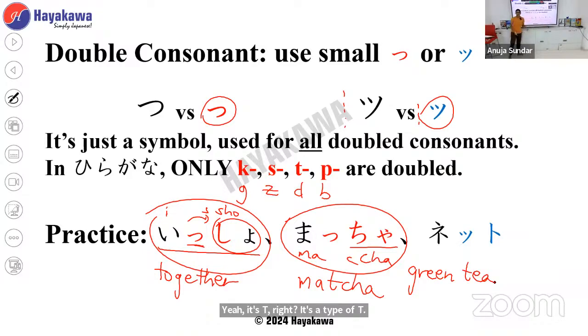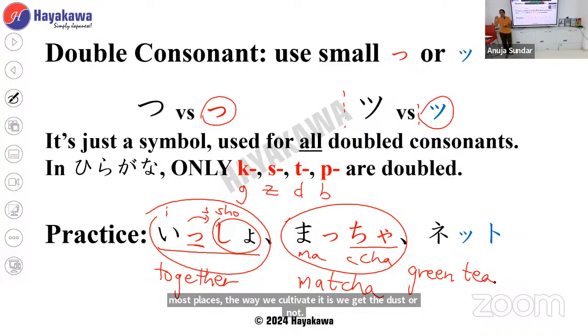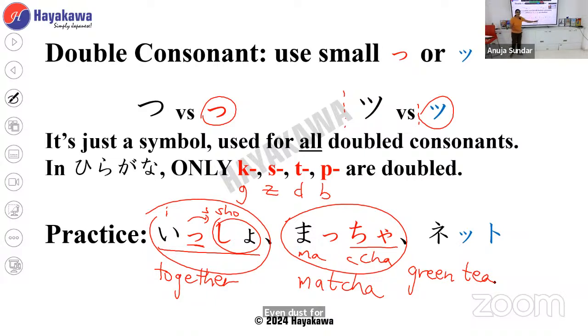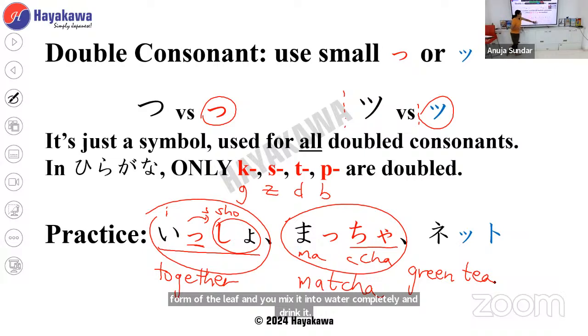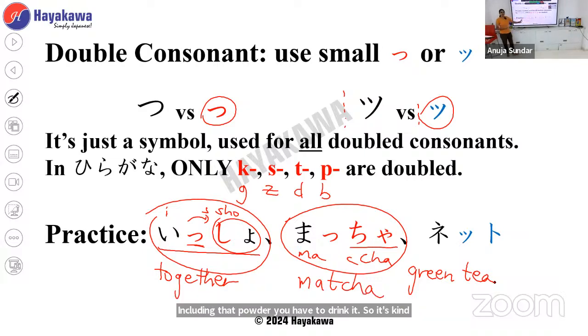It's green tea, but so green tea that we usually have in most places, the way we cultivate it, it's more common to use the leaves. You infuse the bag and make it. But matcha is powdered, right? You have a very finely powdered form of the leaf, and you mix it into water completely and drink it, including that powder. You have to drink it. So it's kind of special, and the taste, the flavor is very unique.